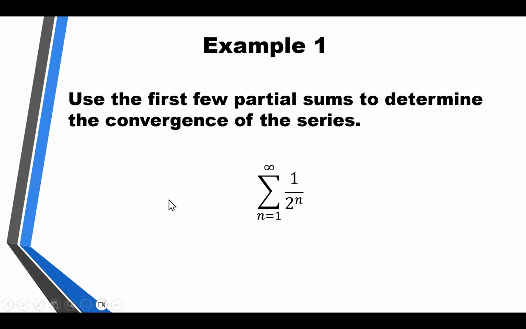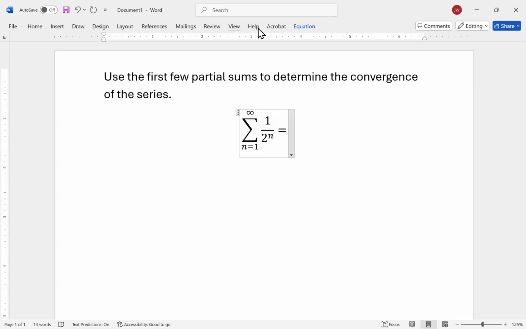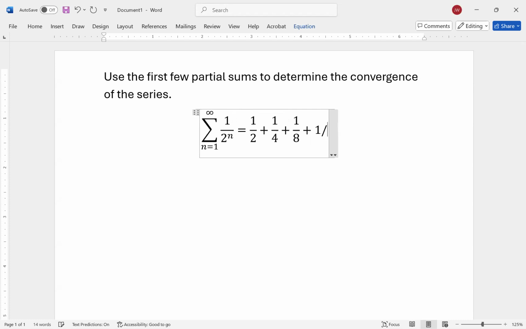Let's do an example to show what's going on. Let's take the infinite series, which sums up 1 over 2 to the nth power, and we start our count at 1 and we go off to infinity. What I like to do is I typically like to write out the first few terms of what's going on. So basically 2 to the n, that's powers of 2.